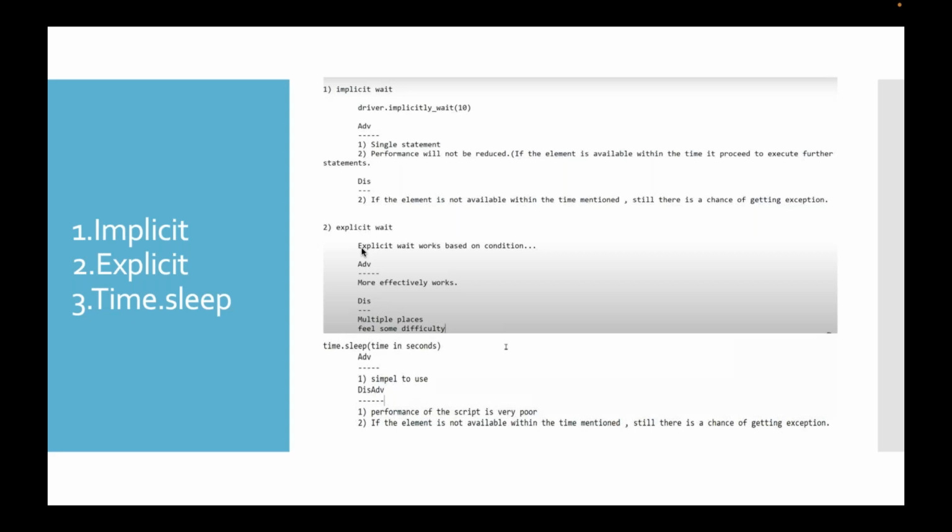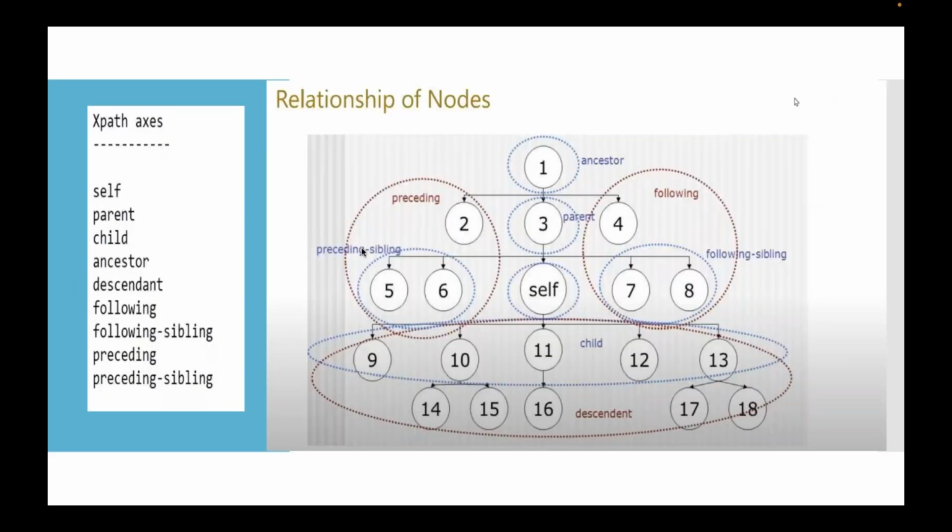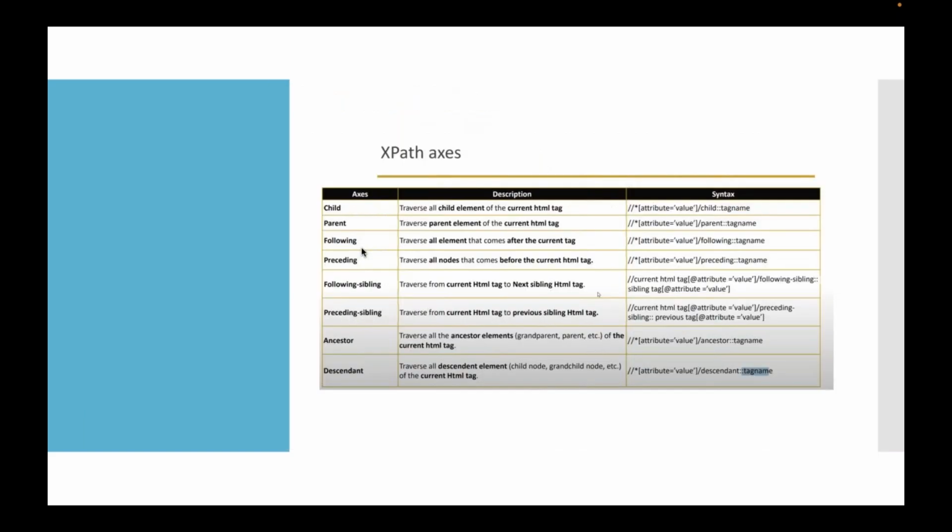Implicit and explicit waits come for Selenium. Then coming to relationship of nodes. What is this relationship of nodes? As I showed you in the XPath method, we have preceding, parent, ancestors. So these are the relationship nodes of XPath. This we will get to know when we are advancing our XPath creations. Then coming to XPath, same as whatever we have created, so I'm just showing that part of it.